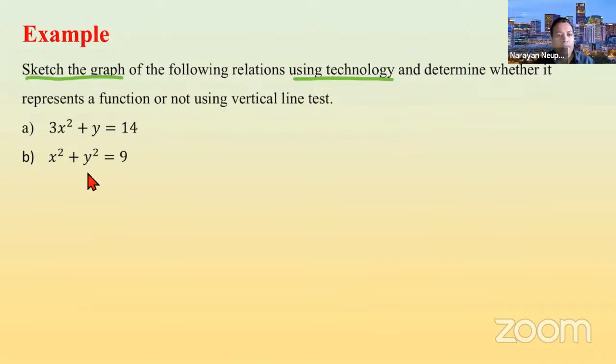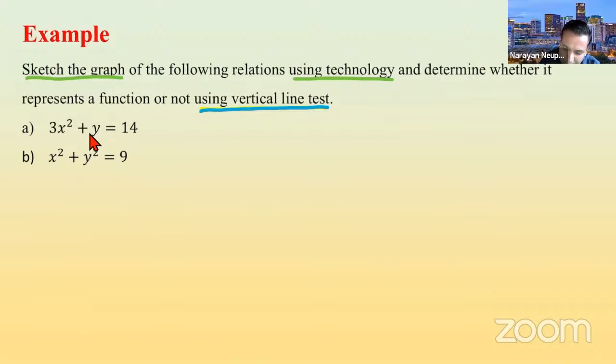Once you draw the graph of each of these, we are asked to determine whether it represents a function or not using the vertical line test. So once you draw the graph, after that, you have to use the vertical line test to determine whether it is a function or not. For the first one, you can also try using Desmos on your computer or on your phone.